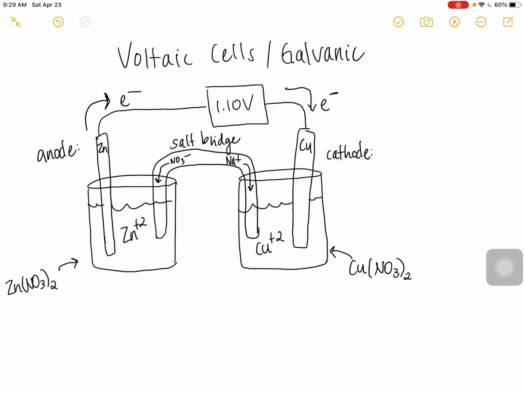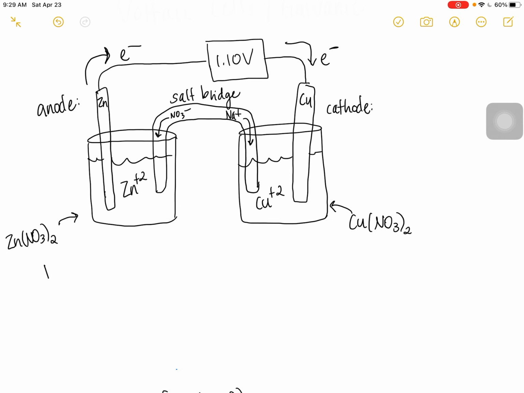This video is on calculating voltage for a voltaic or a galvanic cell using standard reduction potentials. Okay, so just as a reference, here's the voltaic cell we were just talking about, and we're going to use this as our example in terms of how we could have calculated this number on paper, instead of using a voltmeter like this, to see what the reaction did.